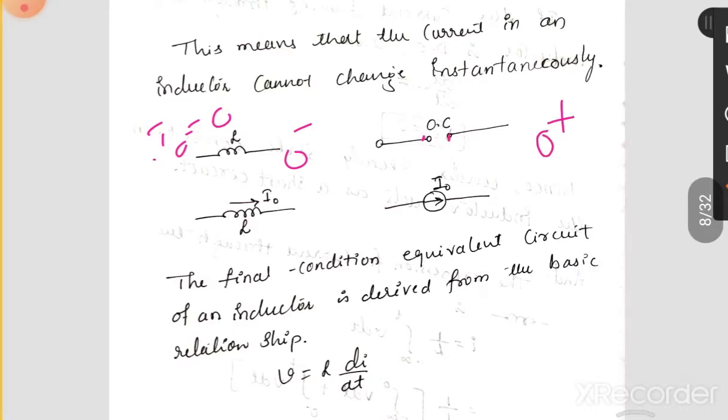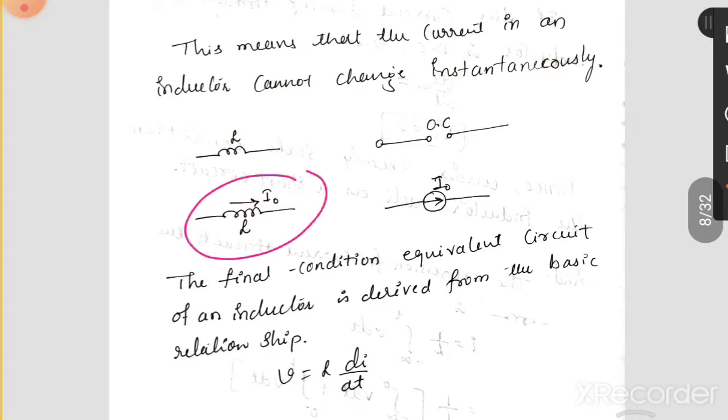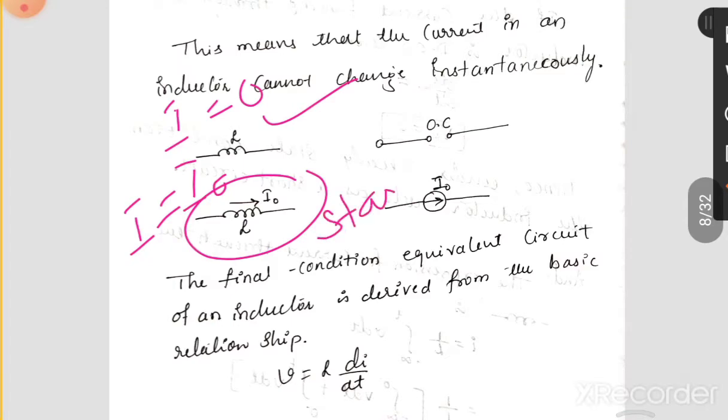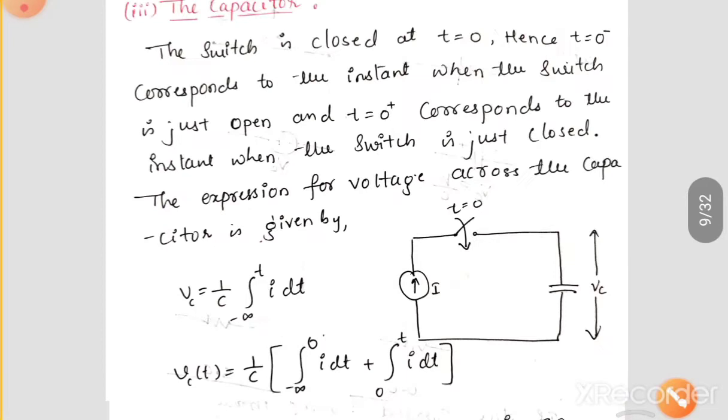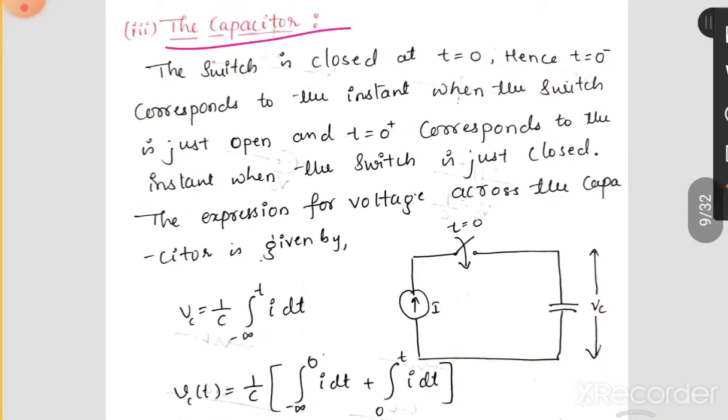Now you can see the expression for this one. This you can say is the final condition and this is your initial condition. Here current is 0, and here current is flowing initially. You can say it is a steady state also. Steady state.